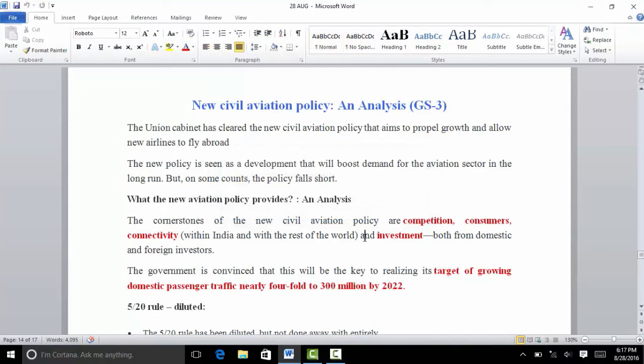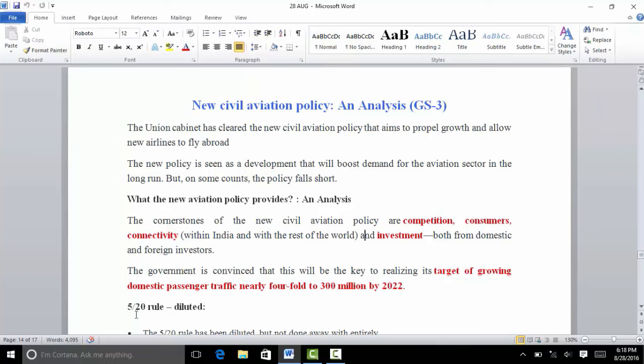Aviation is so much in news for a lot of reasons, and one of them is the national aviation policy. So national aviation policy, the stated goal is, you can remember it through this acronym, 3C+I: competition, consumers, connectivity. Those are the 3 C's, and investment, both from domestic and foreign investors. And government has a target of increasing domestic traffic by 4-folds, again by 2022. In national missions on renewable energy also, 2022 is the target year. Here also it's 2022.